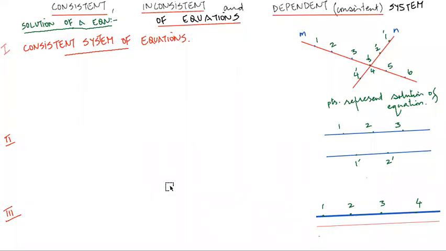Hello students. So today we are going to learn what is the meaning of consistent, inconsistent, and dependent consistent system of equations. All right. In order to understand this, we need to understand what we mean by solution of an equation. So what is the solution of an equation?